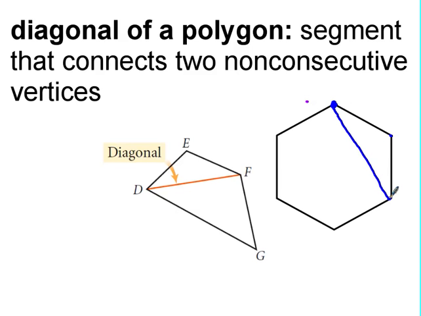I can connect those. I go to this vertex right here. I can connect these. Go to this vertex here. Connect those. What about this one? No, because when I connect it, it's going to actually be a side. So that's not a diagonal. Now, those aren't the only 3 diagonals, because I could draw all the diagonals then from this point.